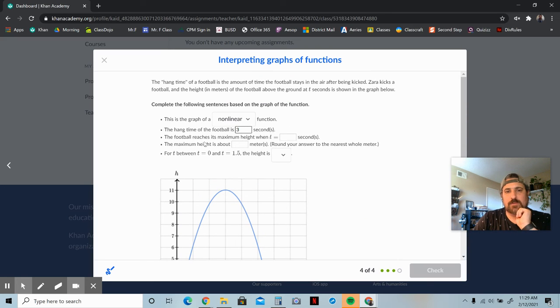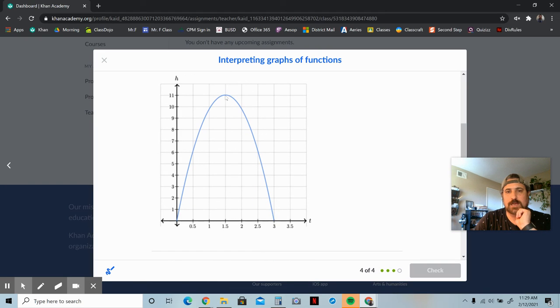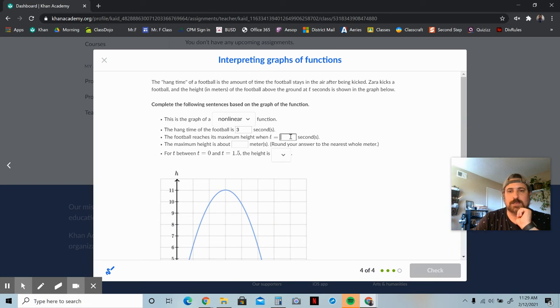And then it says the football reaches its maximum height when t equals what seconds? So that's the highest point. It was at 11. And what was the t value? 1.5. So when t is 1.5, it's at its maximum height. Maximum height is about blank meters, so about 11 meters. Yeah, that makes me a little concerned about this: round your answer to the nearest whole meter. It looks like the maximum height is about 11 meters, so I'm not really sure what the rounding is.